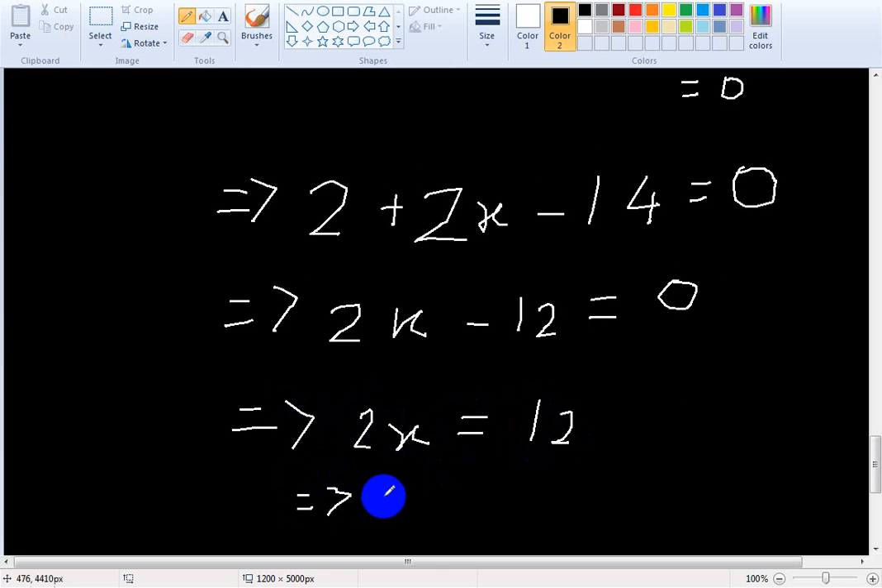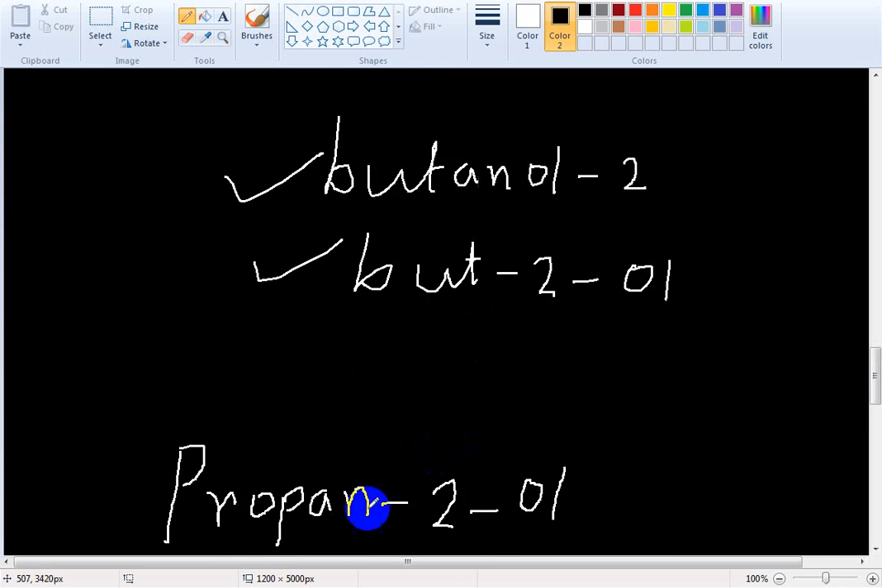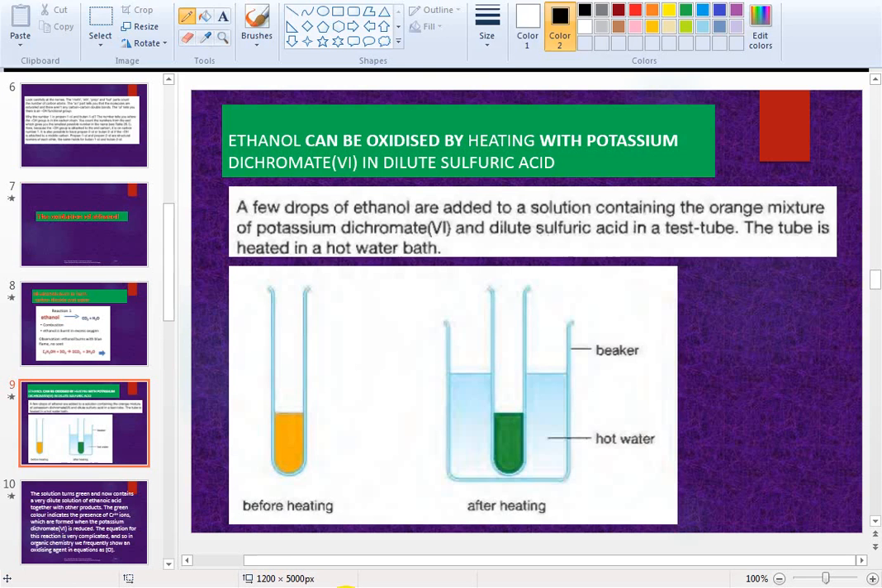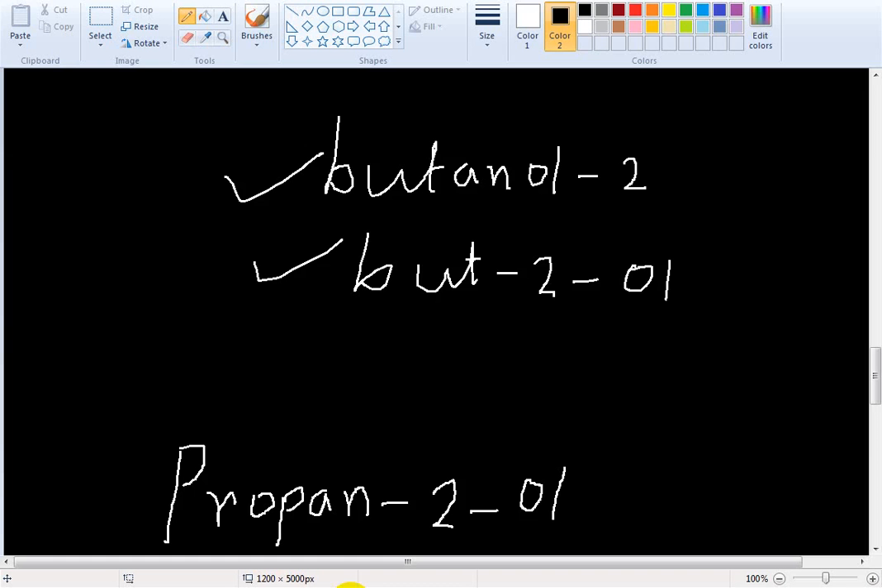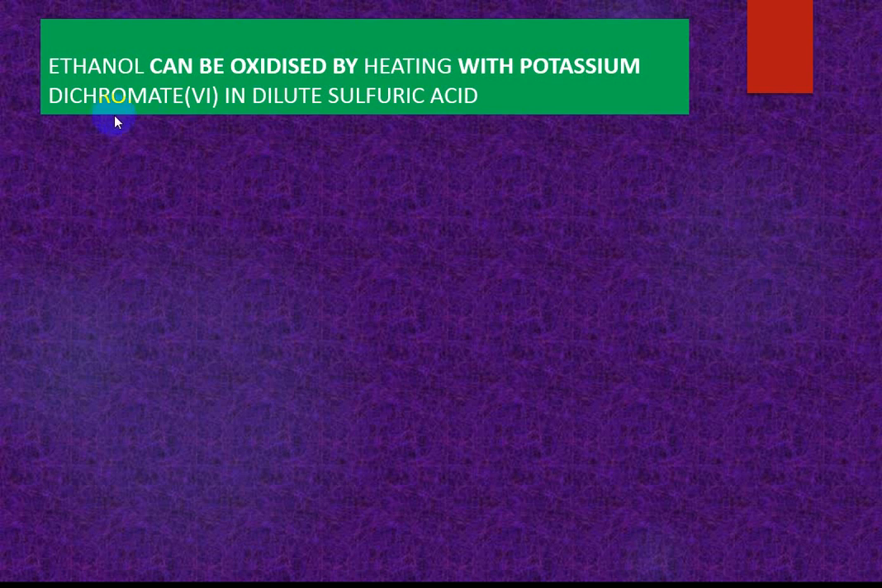This is called chromium(VI), oxidation number plus 6. You will learn this in the higher class; it will be taught at A level. So here chromium is in potassium dichromate(VI), that means chromium(VI), in dilute sulfuric acid.